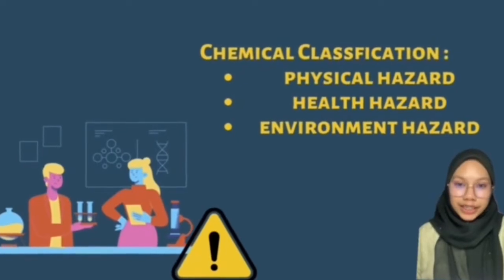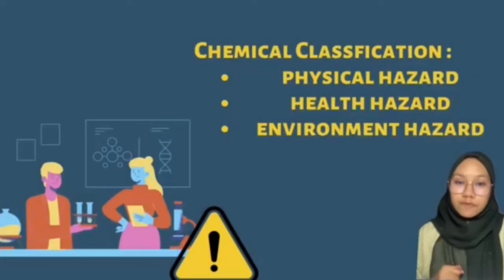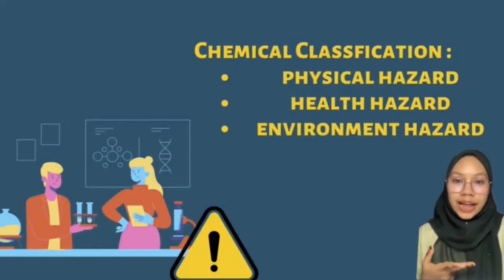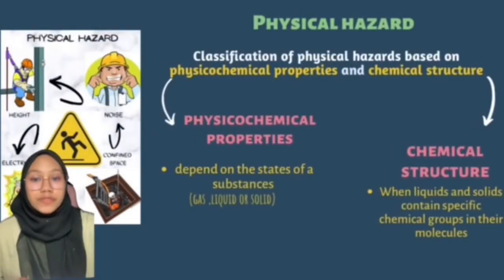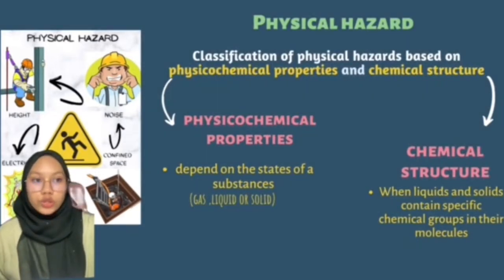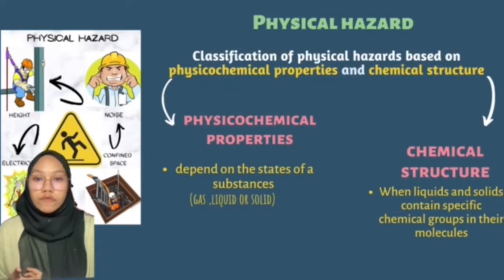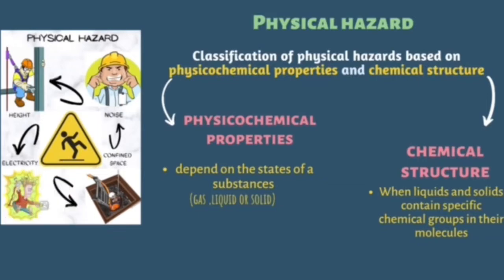Chemical classification is separated into 3 parts. First is physical hazard, health hazard, and also environmental hazard. Okay, for physical hazard, it is classed based on physicochemical properties and also chemical structure. For physical chemical properties, it depends on the state of the substance, which is gas, liquid, or solid. While for chemical structure, it applies when liquid and solid contain a specific chemical group in their molecules.